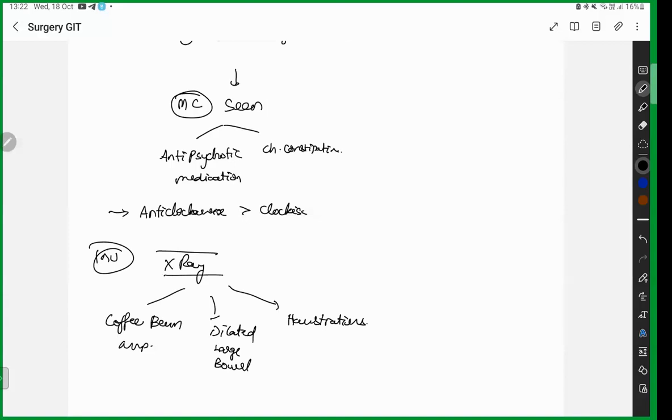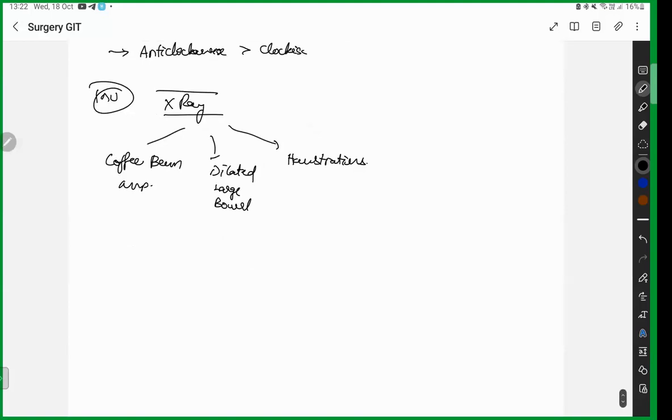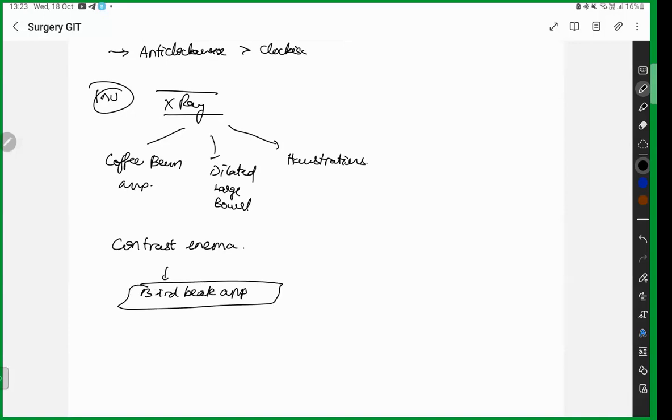So we are going to give a contrast enema. In the contrast enema, what is the sign you are going to see? There is going to be a bird beak appearance. Bird beak appearance. Now I am again asking you, in which condition?